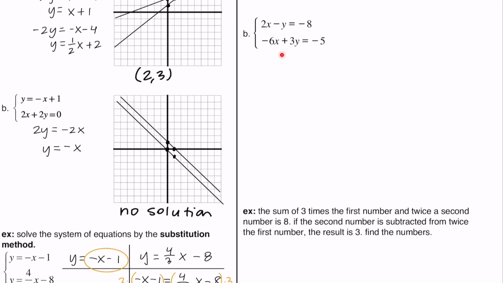For this example, we're still going to solve using the elimination method. We need either the x's to be opposite or the y's to be opposite. I'm going to focus here on the x's. We have negative 6x, so that means we want this to be positive 6x, so we're going to multiply the whole top equation by 3. So we multiply the entire top equation by 3, you get 6x minus 3y equals negative 24, and then I just copied over the bottom equation.